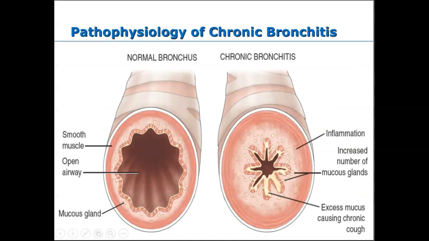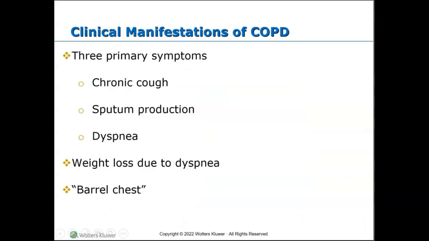Here is a picture of what your normal lung tissue looks like on the left, right? So you have your smooth muscle, then the open airway. You do have your mucus gland that goes all the way across, right? And then when you're looking at chronic bronchitis, look at that. Look at the inflammation. Huge. And it causes an increased number of mucus glands to be stimulated and activated, thus producing excessive mucus, causing chronic cough, right? That's a beautiful picture.